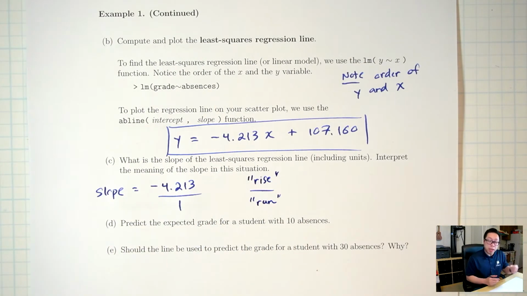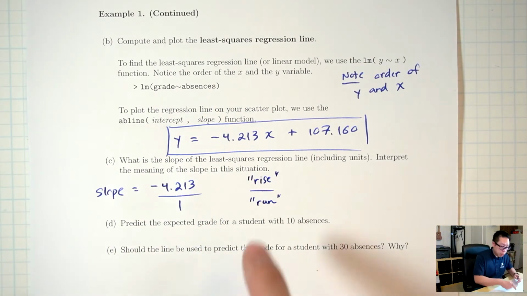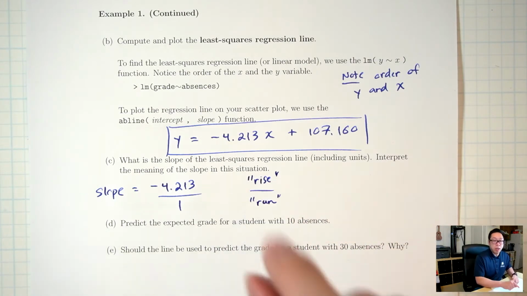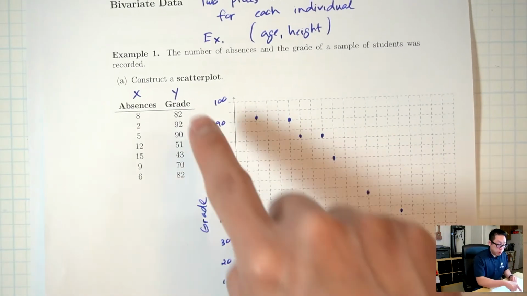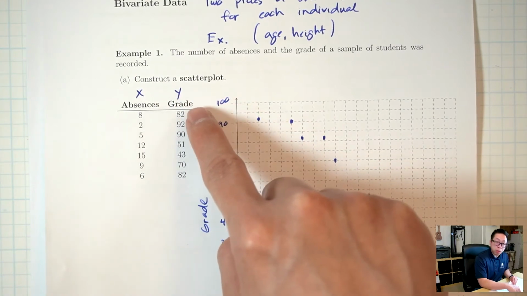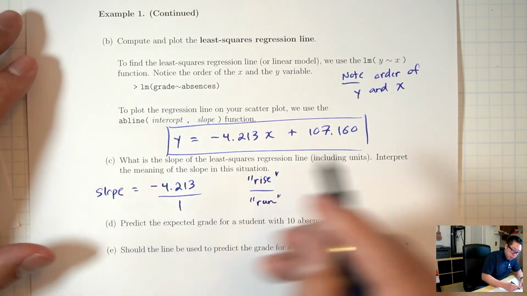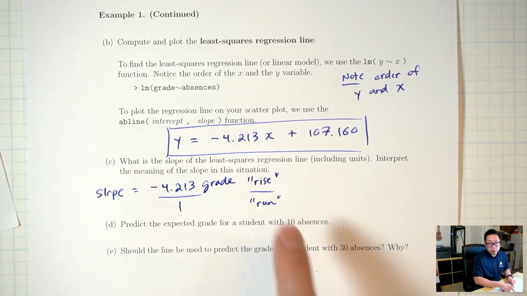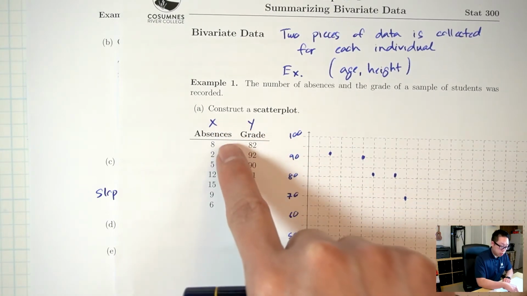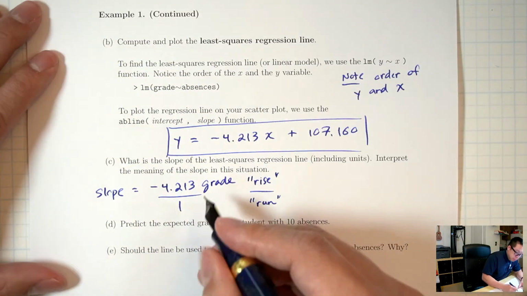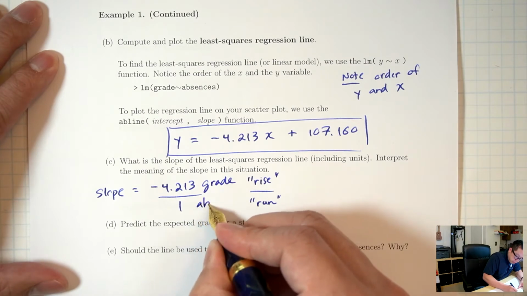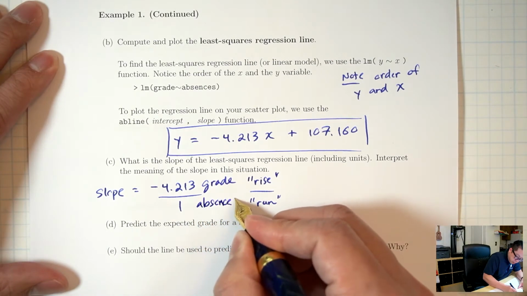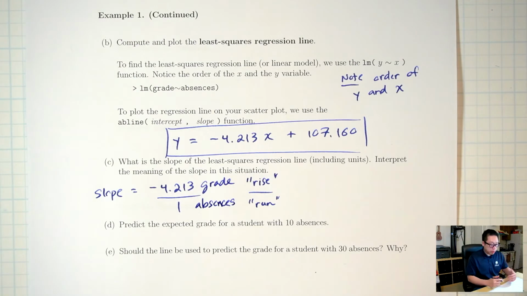Rise means up or down, and run means left or right. So up top should be our up-down units. Up-down would be y, and our y units are grade. Run means left or right. Left-right units are our x. Our x units are absences. So for slope, the top is our y units, the bottom will be our x units.